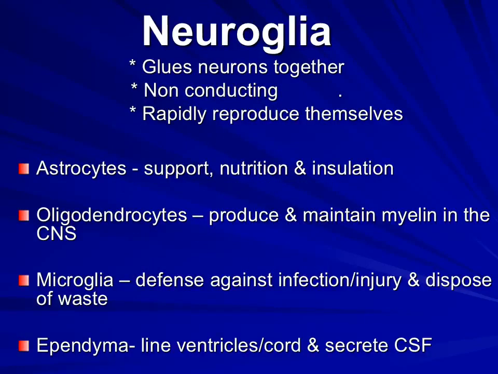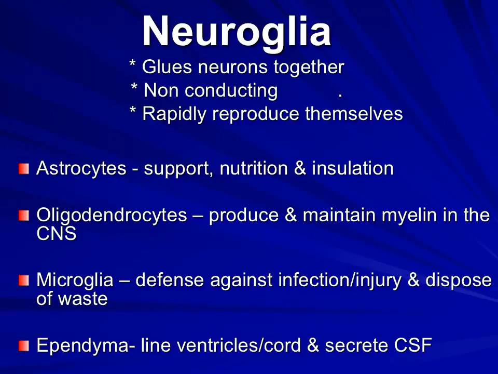The third kind of cell that we're going to talk about are neuroglia. The word glia comes from glue because they glue the neurons together. So remember, we can't really see a neuron just by looking at the brain. We have to put it under a microscope.